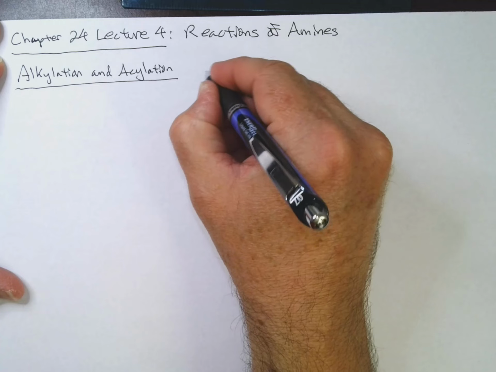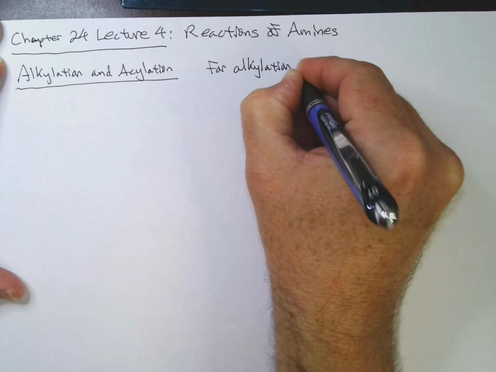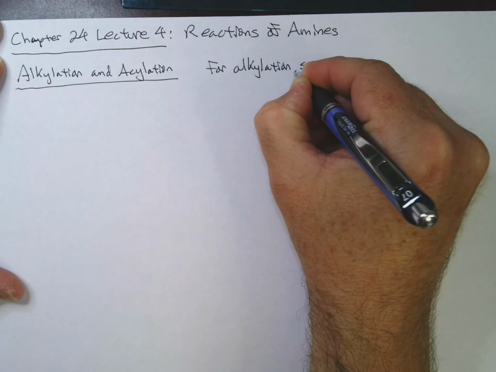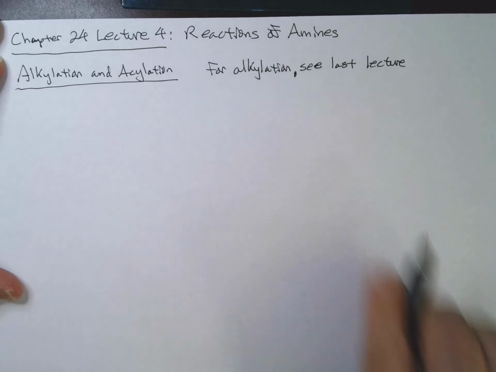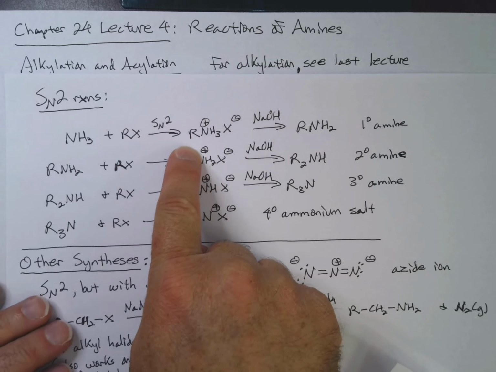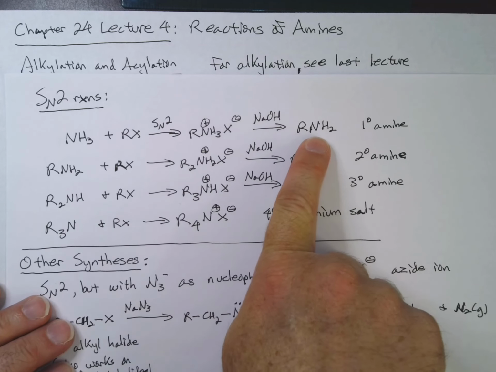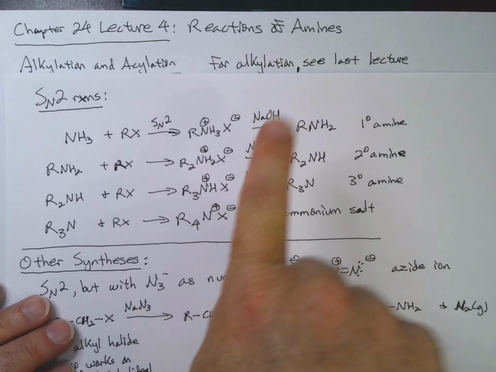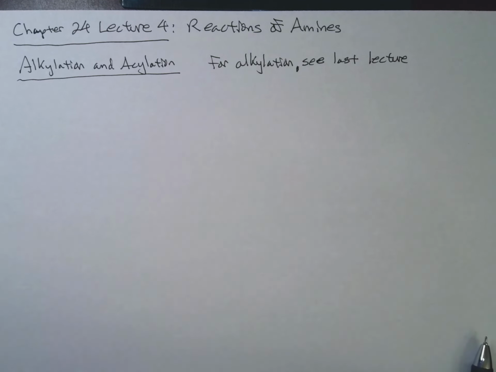And really, I'll just say for alkylation, see last lecture. Why is that? Well, let me just grab the notes here from last time. These SN2 reactions, these are alkylations of amines. So if I have a primary amine, I can react that with an alkyl halide to make a secondary amine. So we've seen that type of alkylation reaction already.